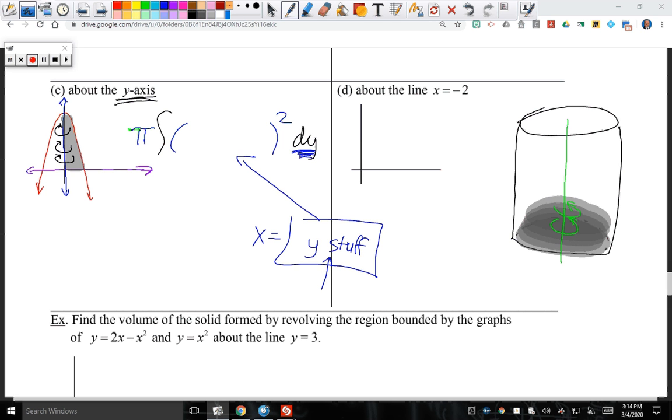Okay? So we have y equals negative x squared plus 9, which is x squared equals 9 minus y. So x is the square root of 9 minus y. That is this length right there, which is the what of every single one of these circles? The radius, which is radius squared. You with me? So we have pi r squared.